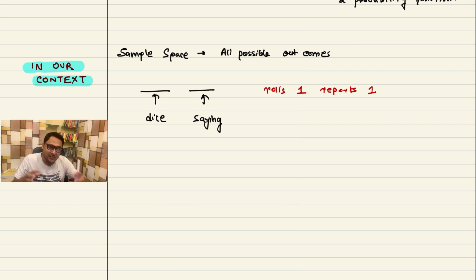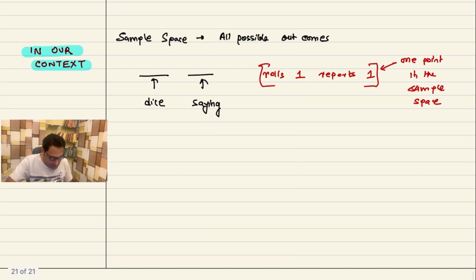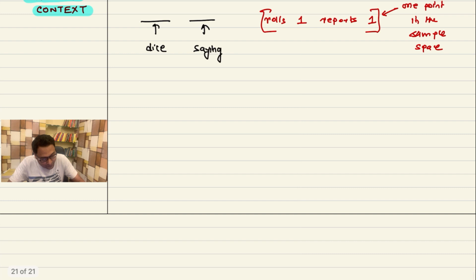Okay, so that's one point in the sample space, one of the elements in the set called the sample space. Sample space is just a set, it has many elements. This is one element. We will try to write down all the elements. Okay, so what are all the elements? Well, as I said, rolls 1, reports 1. That's one element. Rolls 1, reports 2.